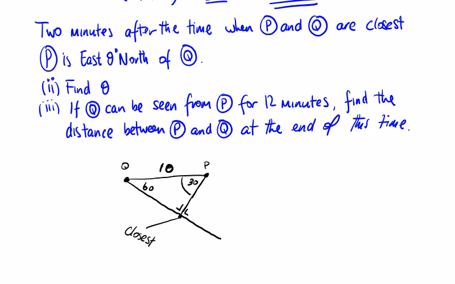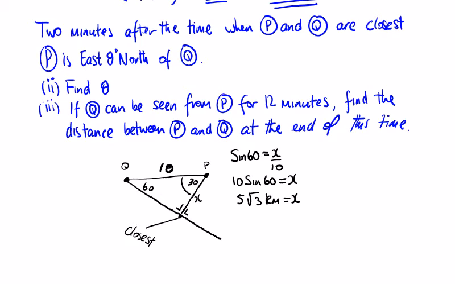So we start by getting this closest distance here. Let's call it x. What have we got? We could use 60 or 30. Well, sine of 60 is equal to O over H, x over 10. So 10 sine 60 is that closest distance. 10 by root 3 over 2 is 5 root 3 kilometers. So that's the closest distance.